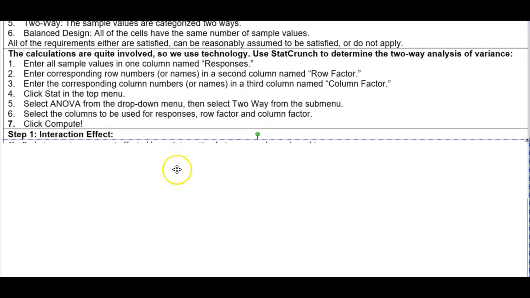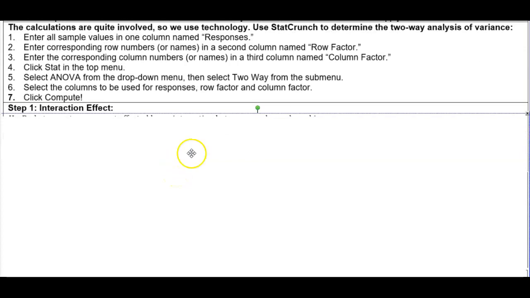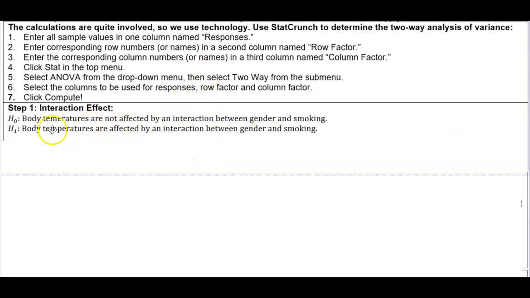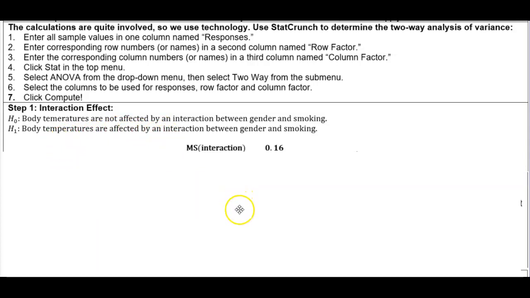Now we want to test whether there is an interaction effect first. So the null hypothesis is that body temperatures are not affected by an interaction between gender and smoking. The alternative would be that body temperatures are affected by an interaction between gender and smoking.